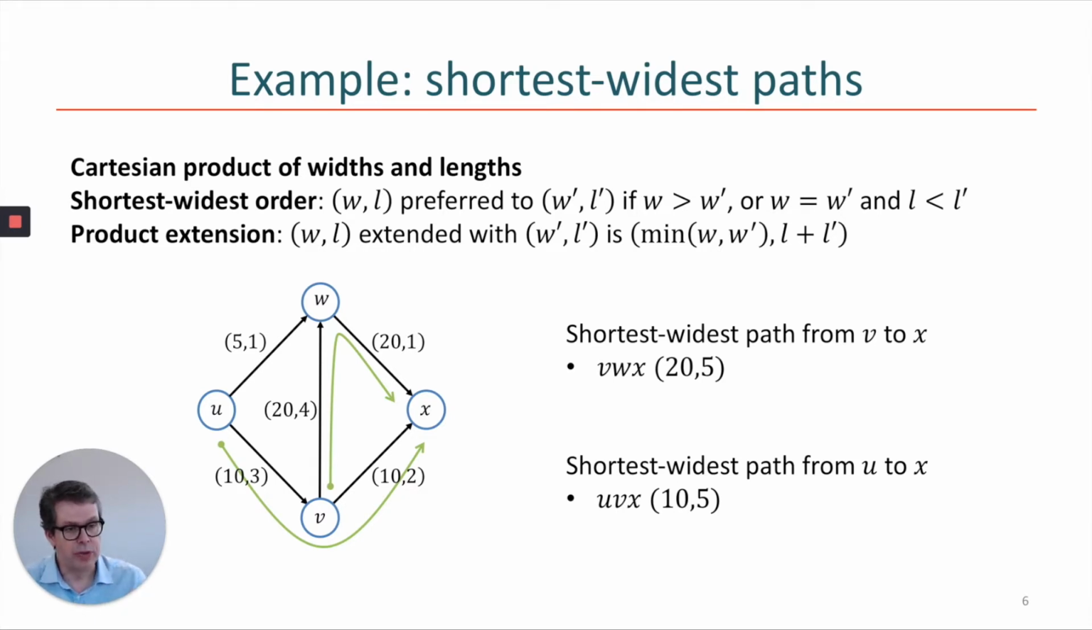So we have here a small network, and the shortest widest path from node V to node X is path VWX with attribute 20,5, which is the extension of 20,4 of link VW with 20,1 of link WX. And the shortest widest path from node U to node X is path UVX with attribute 10,5, which is the extension of 10,3 with 10,2.